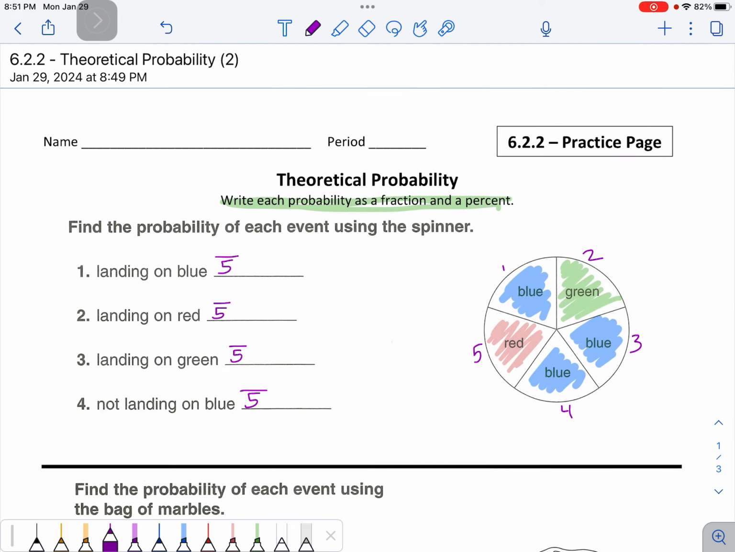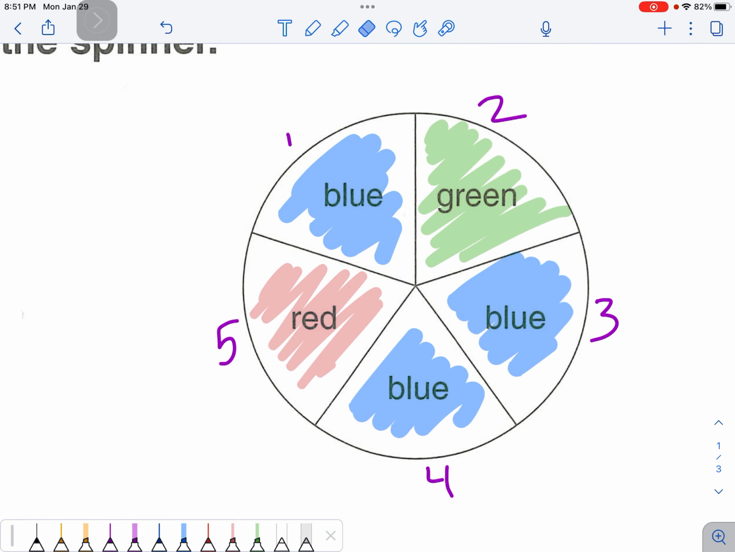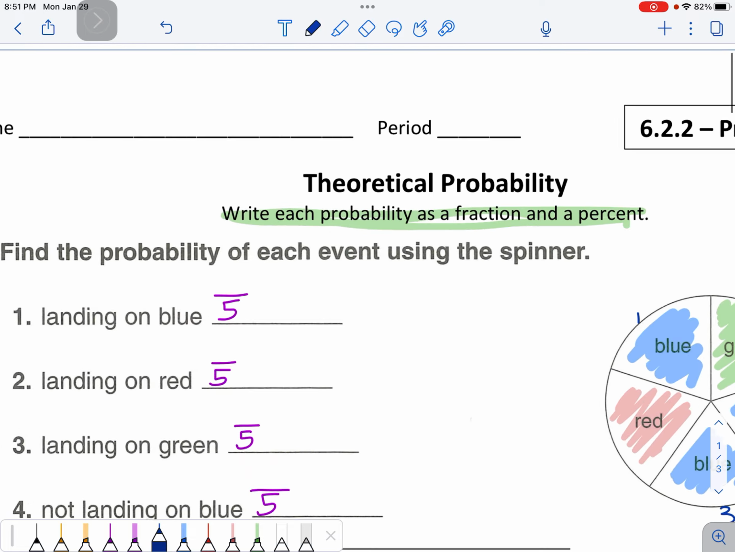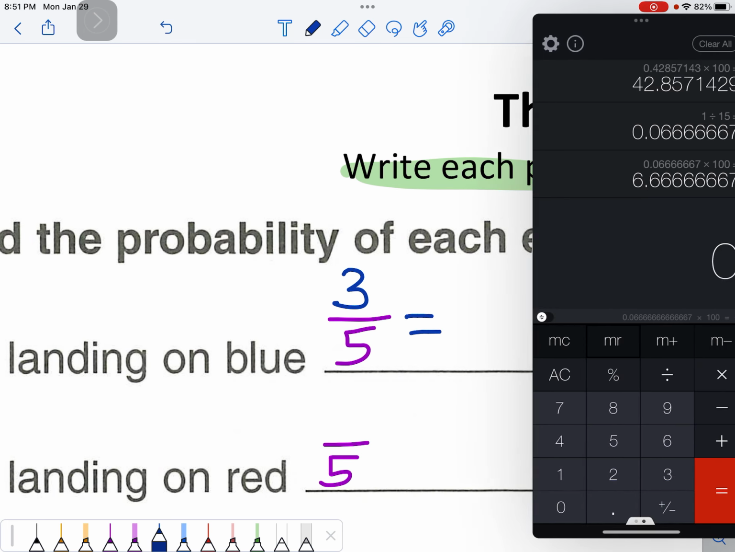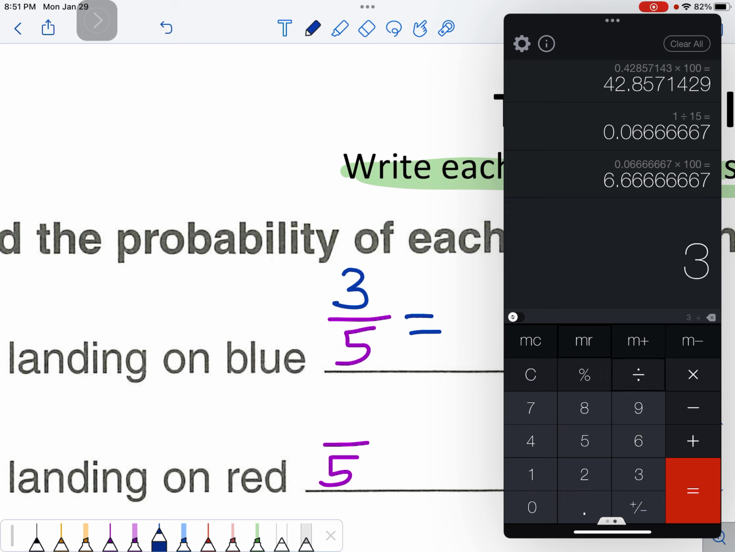Now I'm going to go back and I'm just going to count how many blue there are. Right, so it looks like there are 1, 2, 3 blue. So that means 3 goes on top. And then I'm going to change that into a percent. 3 divided by 5, 0.6.